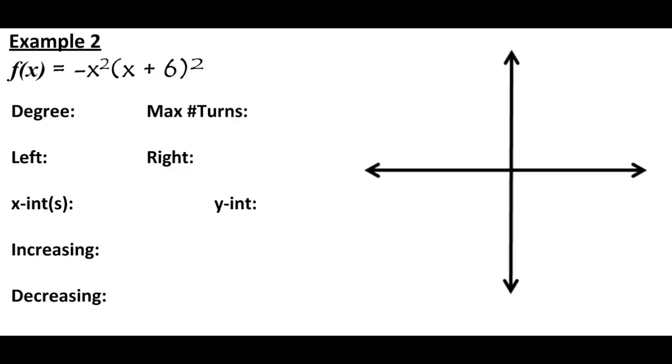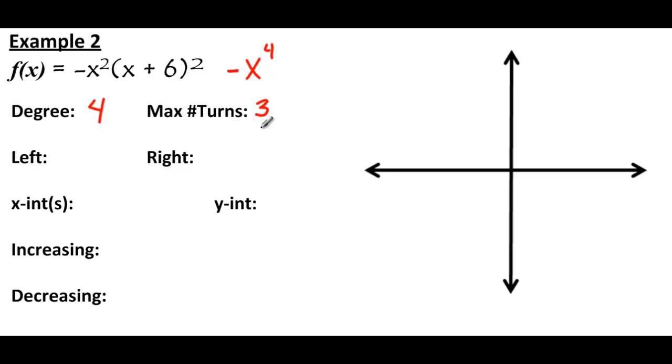So let's look at our second example. F of x equals negative x squared times x plus 6 squared. So what's the degree here? Well, this isn't all multiplied out, but I know I have an x squared here. I know if I was to FOIL or distribute x plus 6 squared, I'd get x squared plus 12x plus 36. So I'd have an x squared and another x squared, which means I'm going to have x to the 4th power. And I know this is negative, and a negative times a positive is a negative. So I have a negative x to the fourth. So that means my degree is 4. 1 less than 4 is 3.